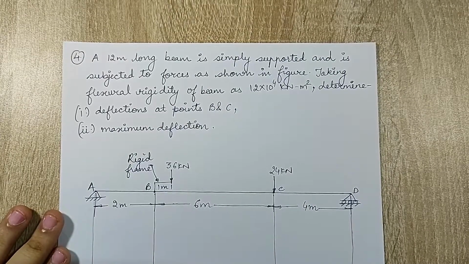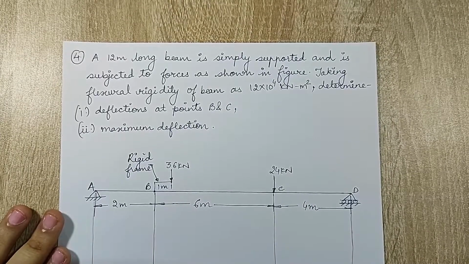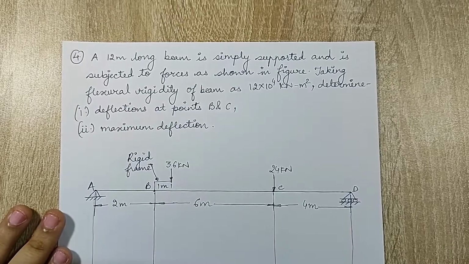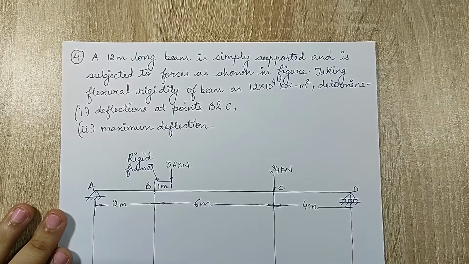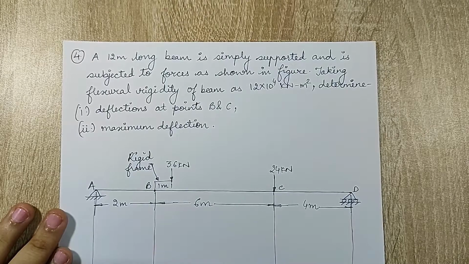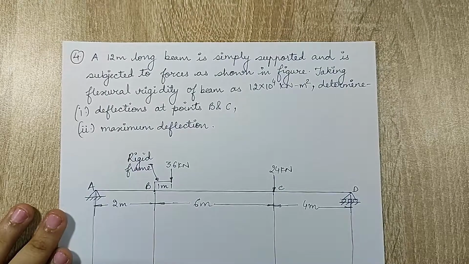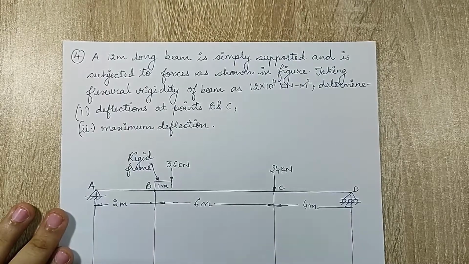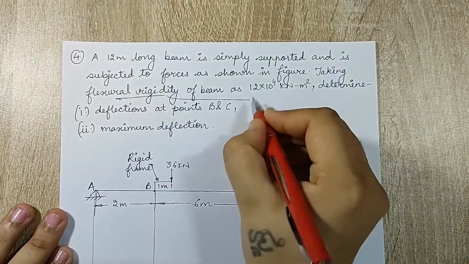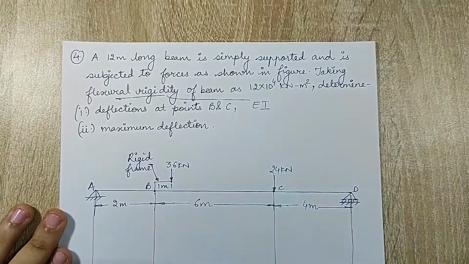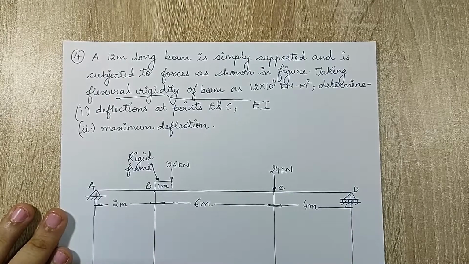Everyone, welcome to the next session of Strength of Materials. In this session, I am solving the fourth question on Macaulay's method. A 12-meter long beam is simply supported and is subjected to forces as shown in the figure. The flexural rigidity, which means the product of E into I, is given as 12 into 10 raised to 4 kilonewton meter square.